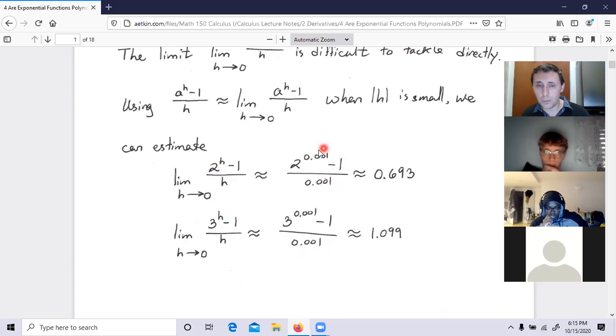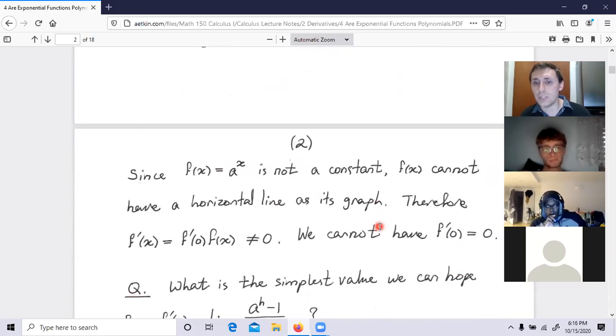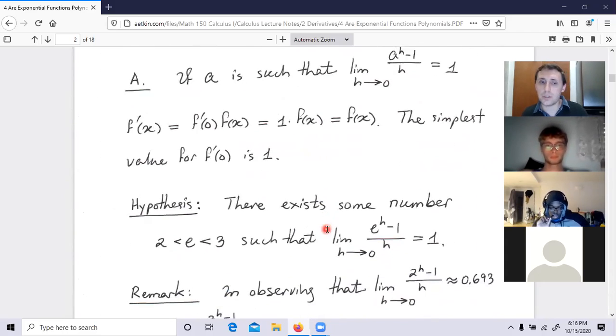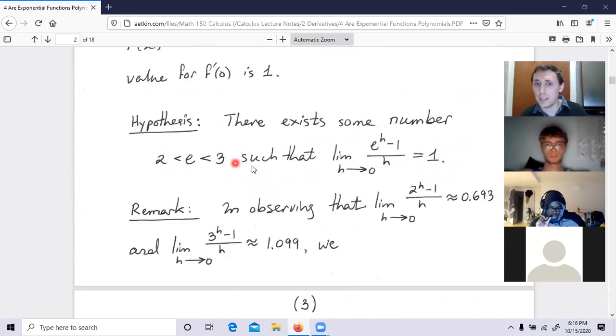Good. And you plug it in your calculator and you get this value. You plug again this value for 3 to the x and you get this value. So one thing is below 1 and the other thing is slightly over 1. And you realize that if you could get the derivative equal to 1 exactly, then wonderful. If you can make it equal 1 exactly, that means that you have a function whose derivative is equal to itself. And that was the hypothesis, right? The hypothesis is that there will be some number between 2 and 3 where this limit equals 1.